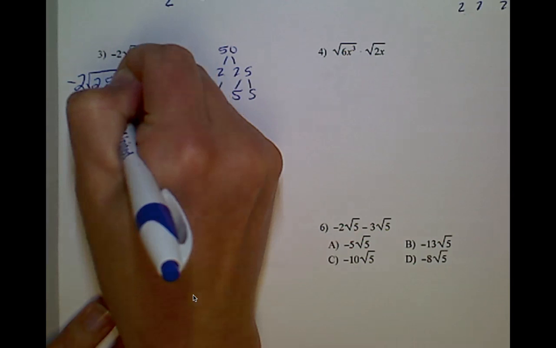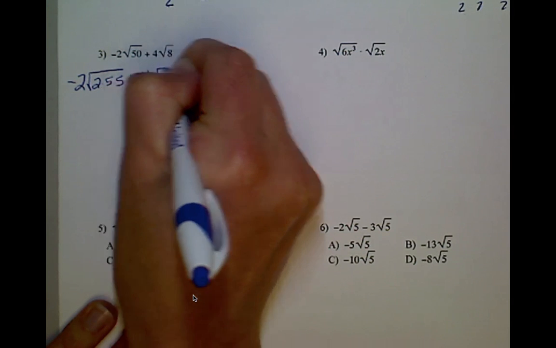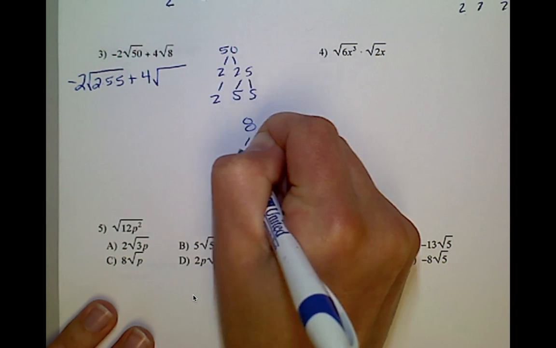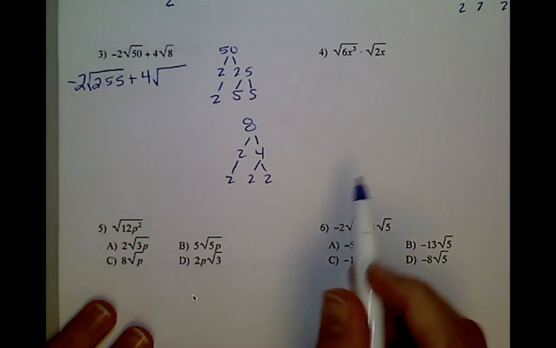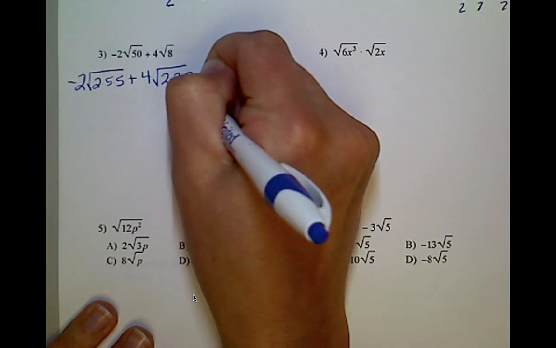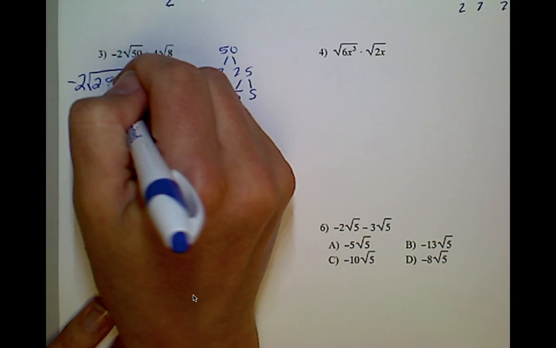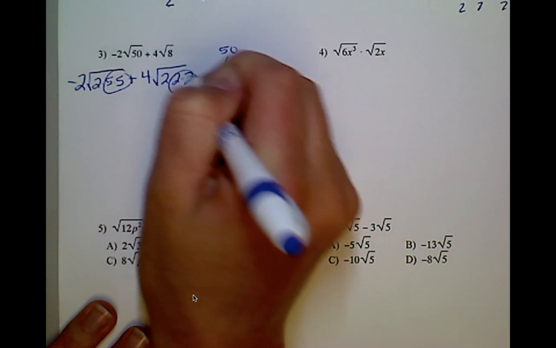2 times 5 times 5 plus 4 on the square root, same thing with 8. I'm going to split in half, and 4 splits in half. So my prime factorization is 3 2's. 1, 2, 3. I'm going to circle my pairs. Pair of 5's, pair of 2's.